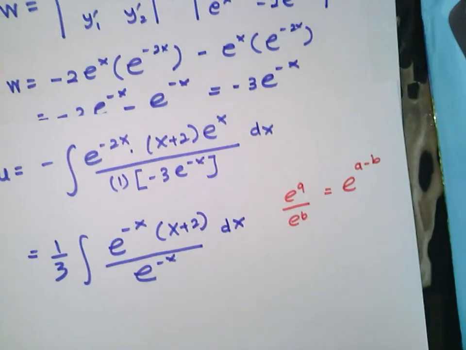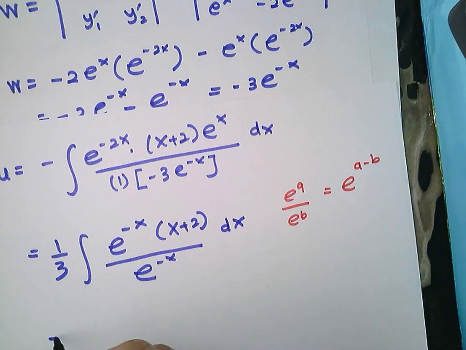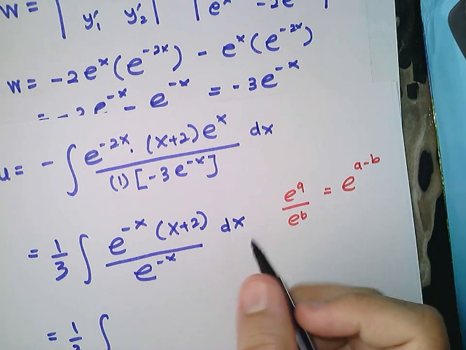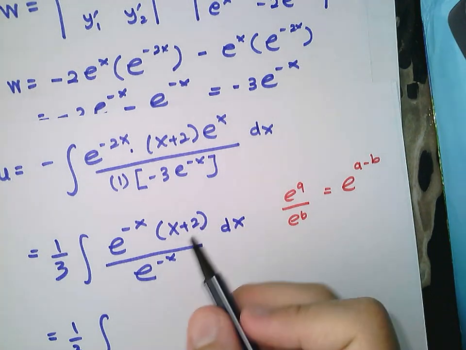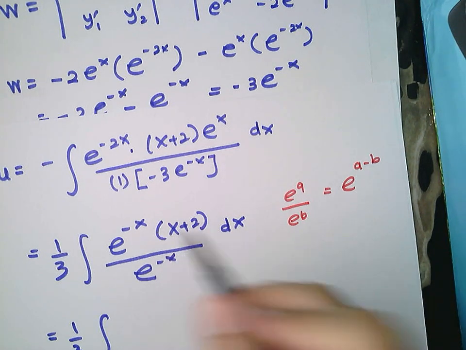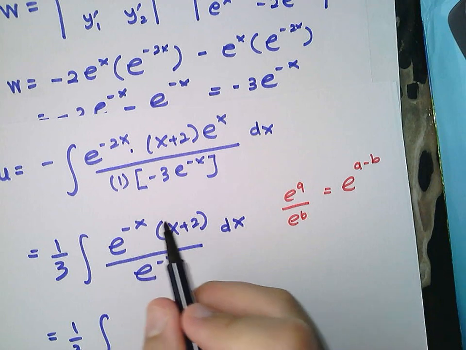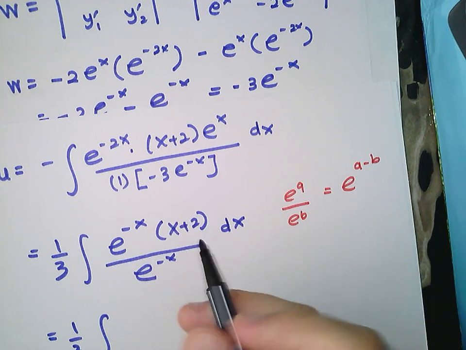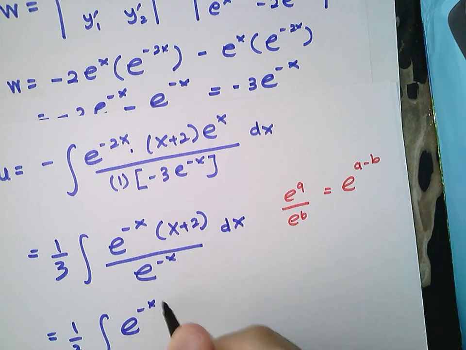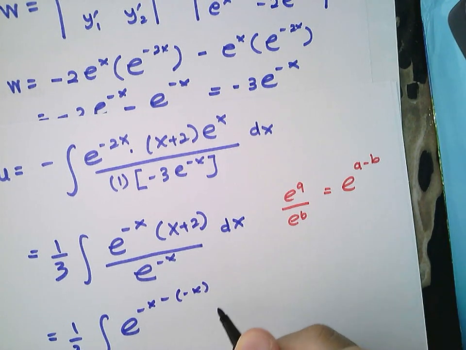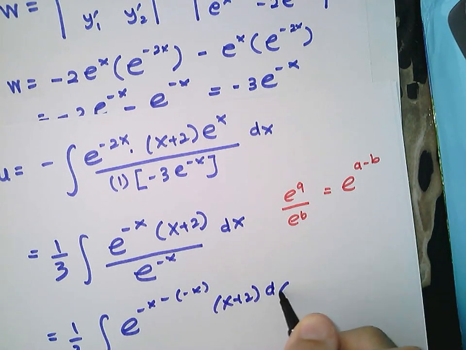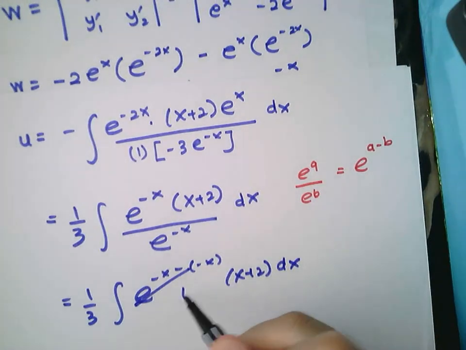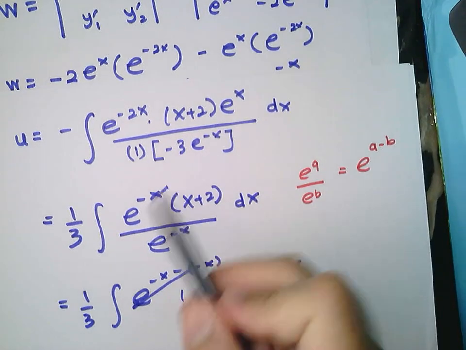So therefore in this case you will have 1 over 3. So integrate, if you bring this one, you will have negative x minus minus plus x, and you will have e to the negative x minus negative x plus 2 dx. So negative, negative, positive, negative 1 positive 1, you will have 0. e^0 is equal to 1. Okay, so this one is equal to 1, or you can simply cancel out from here.